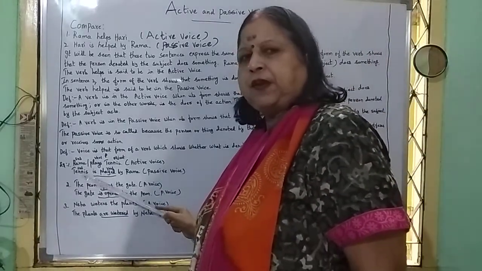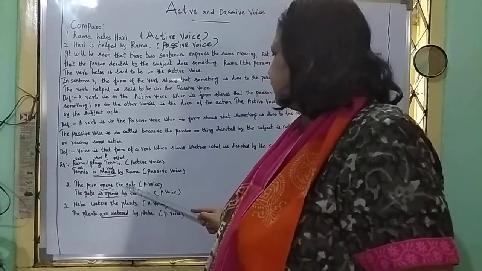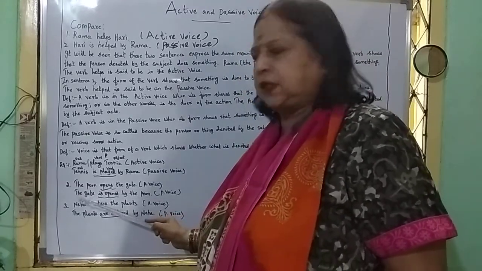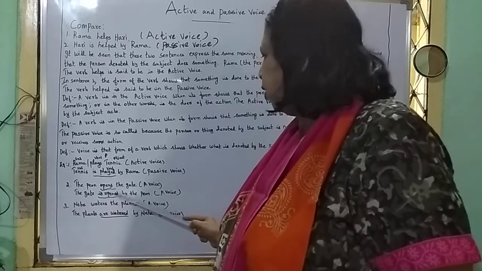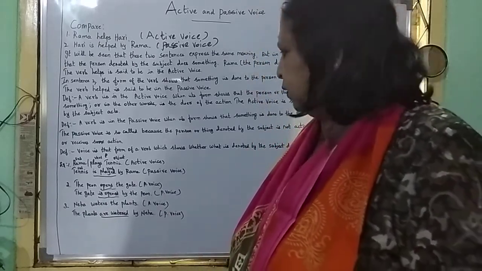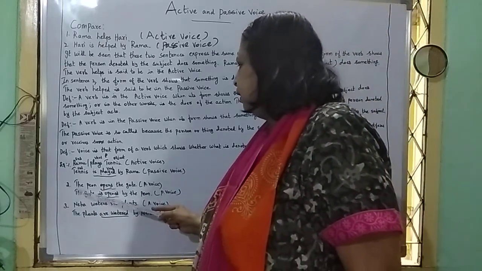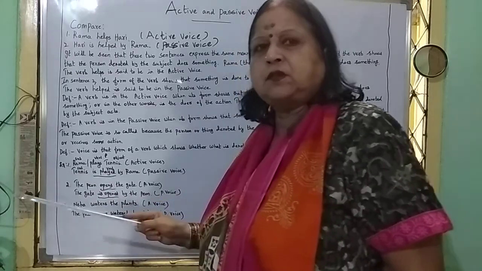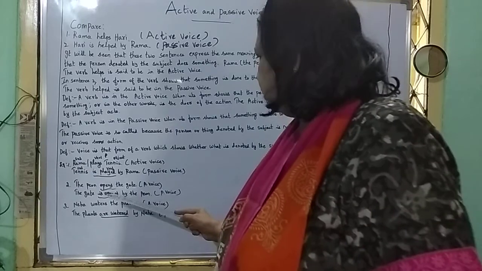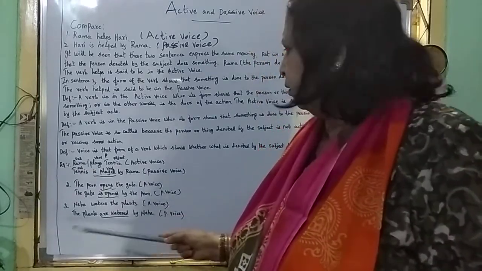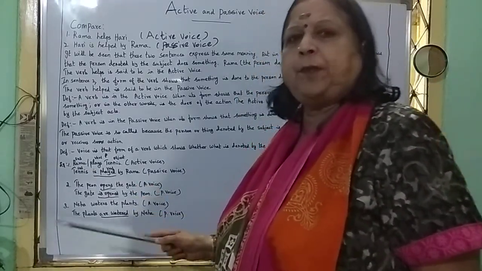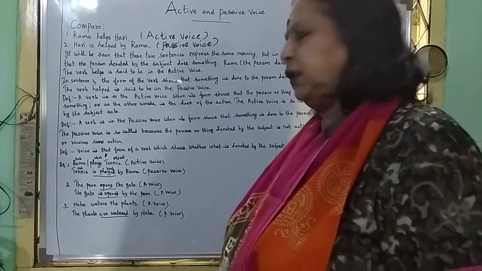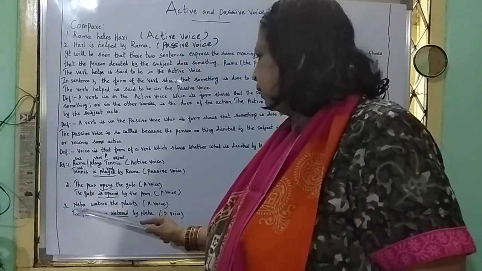When you are changing from active to passive, the object becomes the subject. So the gate is opened by the peon, passive voice. Something is done to the subject. It receives or suffers some action. So here the gate is opened by whom? By the peon.